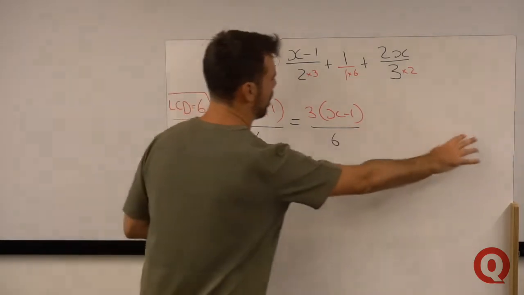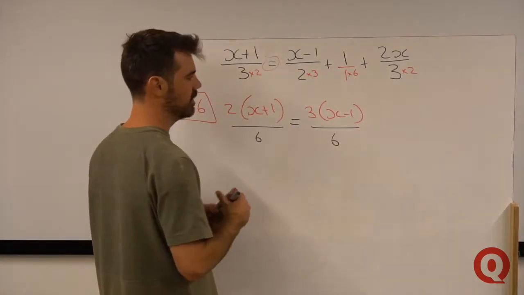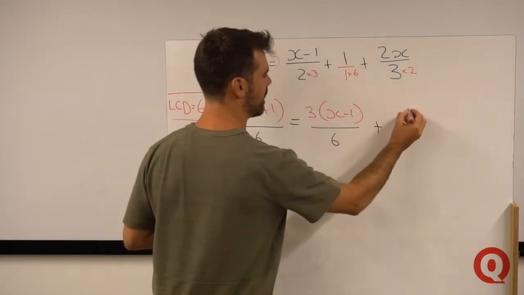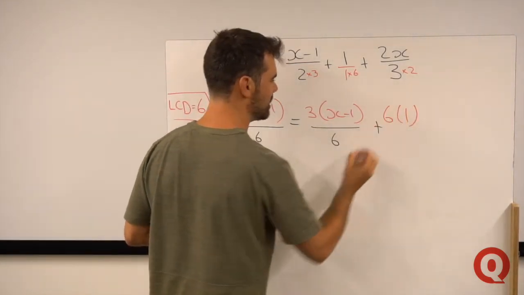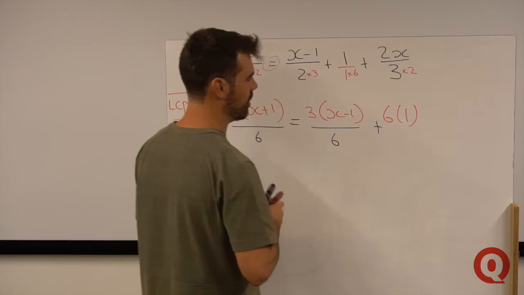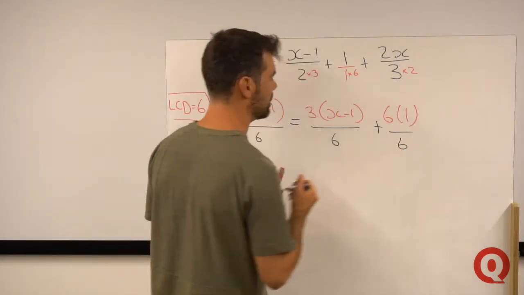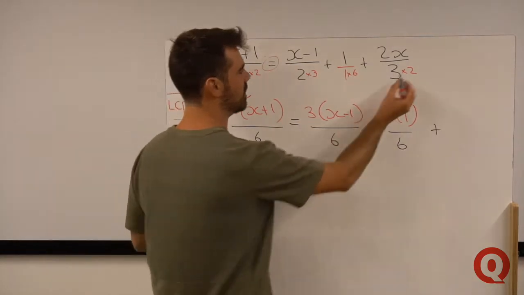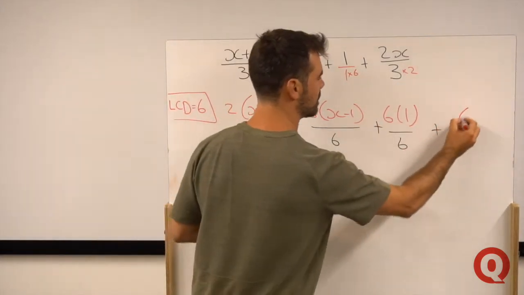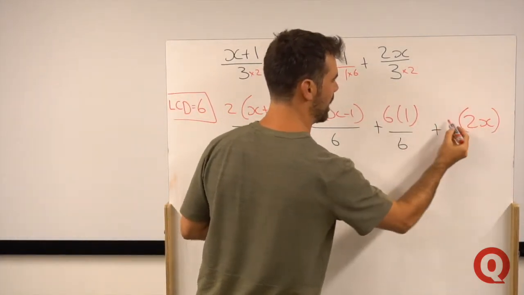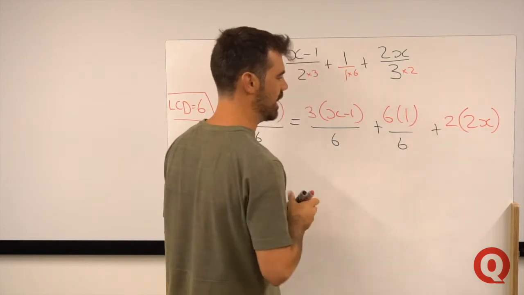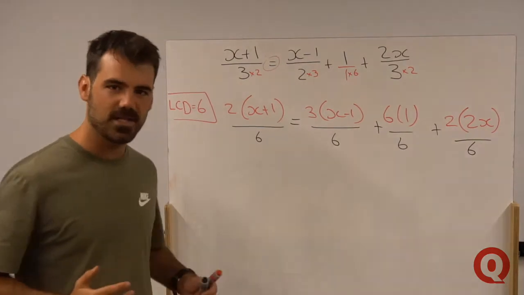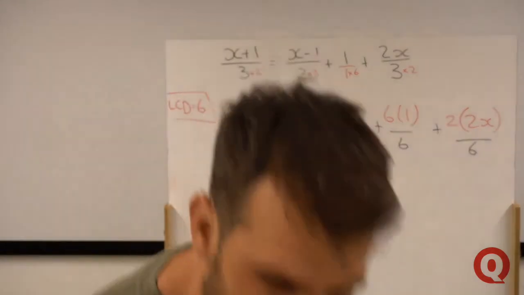I'm not going to make it one long one because some people get confused. Plus, what's the next one? 1. What's it being times by? So put 1 in a bracket, it's being times by 6. And the common denominator here is 6. And then I've got plus again. And I've got 2x. And what's it being multiplied by? 2. It needs to be times by 2. So I put it in a bracket and I multiply it by 2. And again, my common denominator is 6.